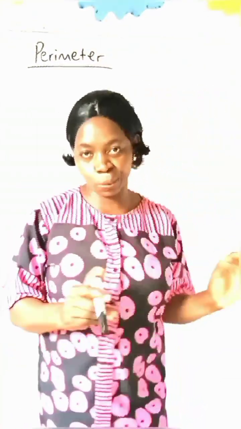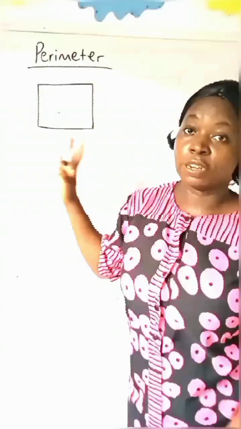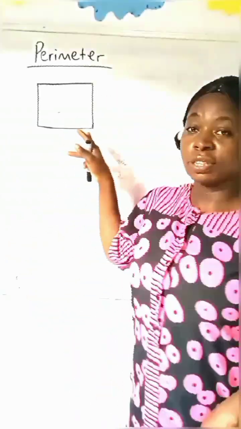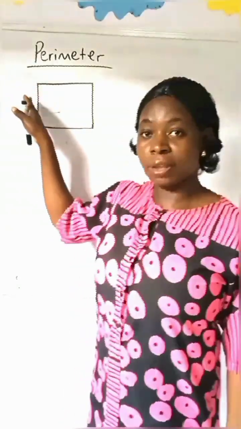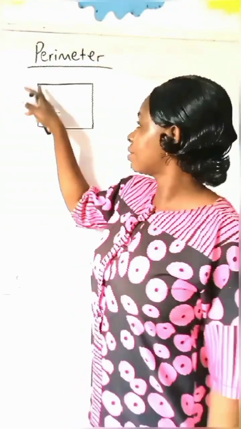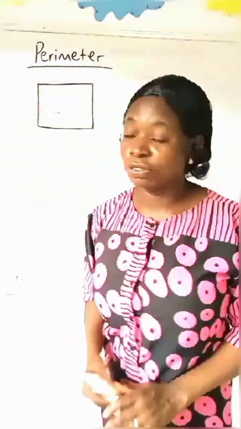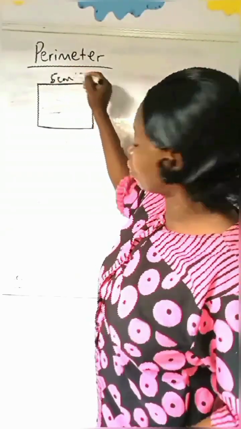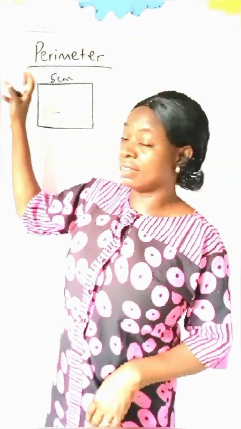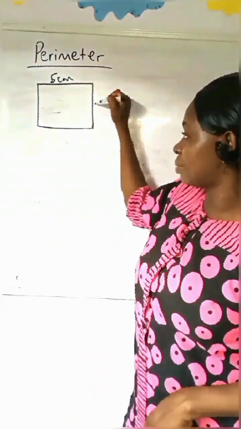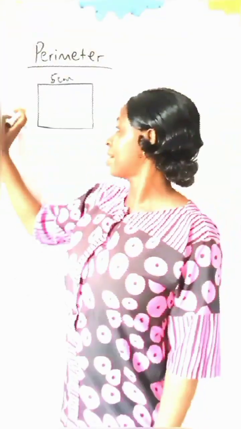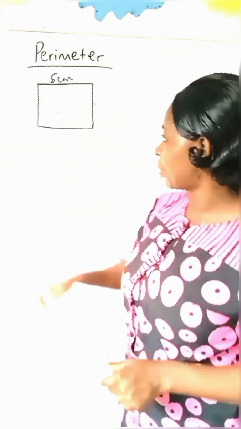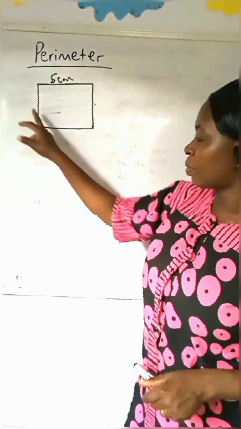Now let's start with a square. Even though it's not a perfect square shape, you know what a square means? A square is a shape that has the four sides equal. Like this shape, the four sides are equal. So if the length is 5 centimeter, that means this place is 5 centimeter, this place is 5 centimeter, this place is 5 centimeter. So for you to calculate this perimeter, what do you do? You simply add 5 plus 5 plus 5 plus 5.